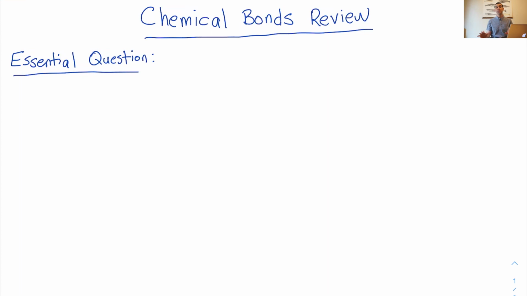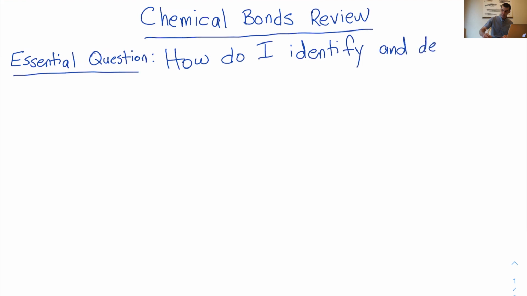All right, today I want you to be able to answer this one question, and that means you've succeeded. How do I identify and describe ionic, covalent, and metallic bonds?